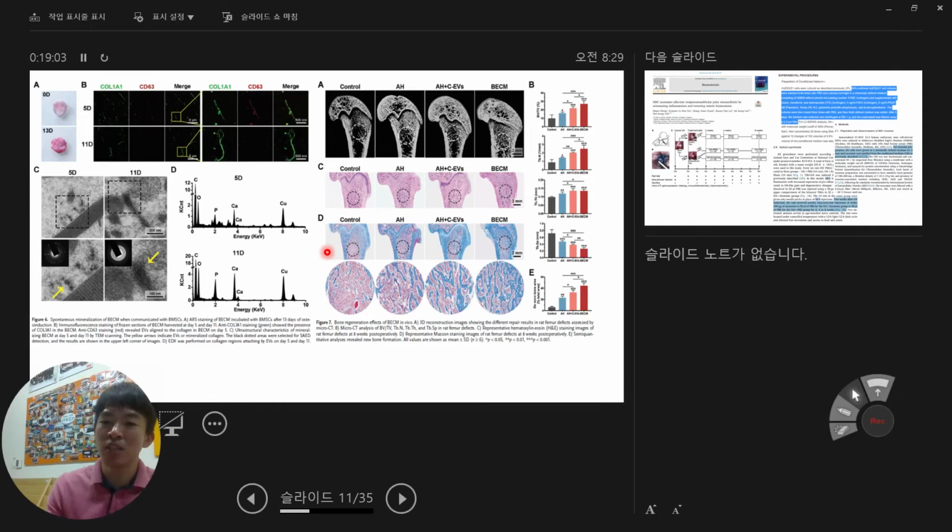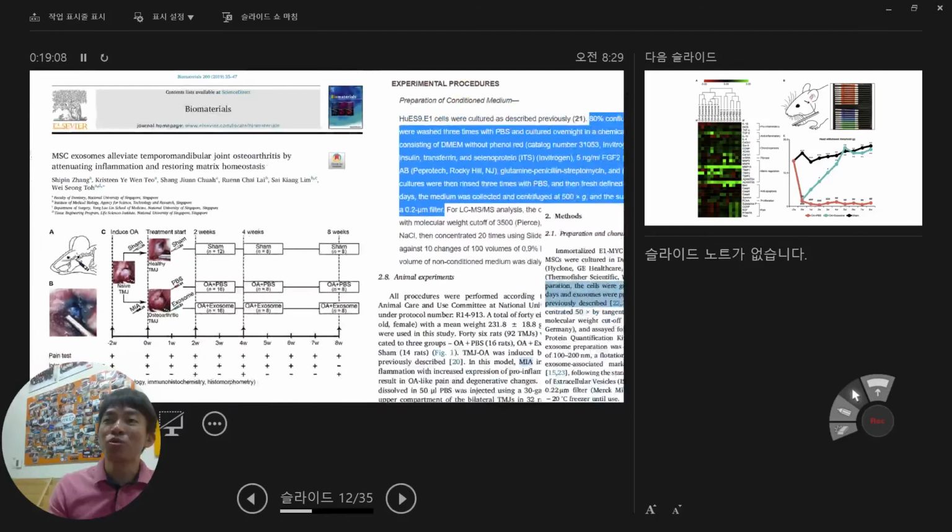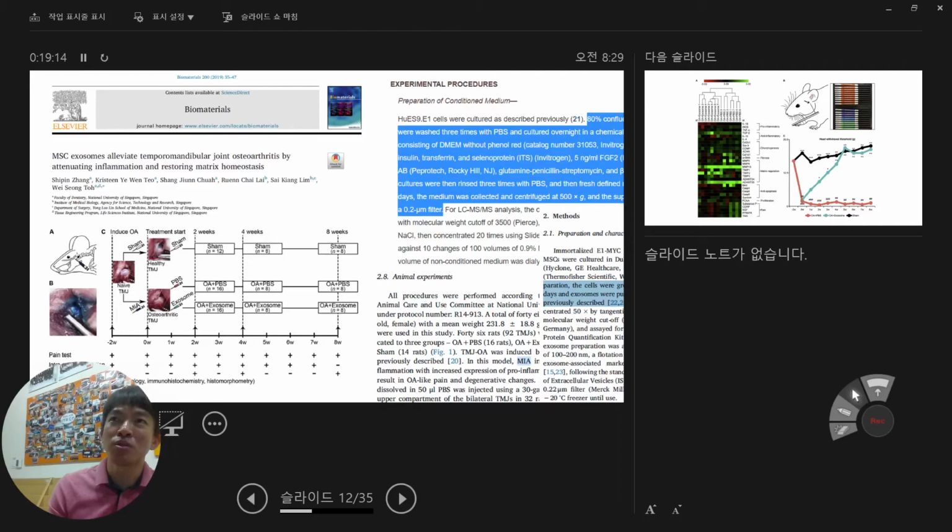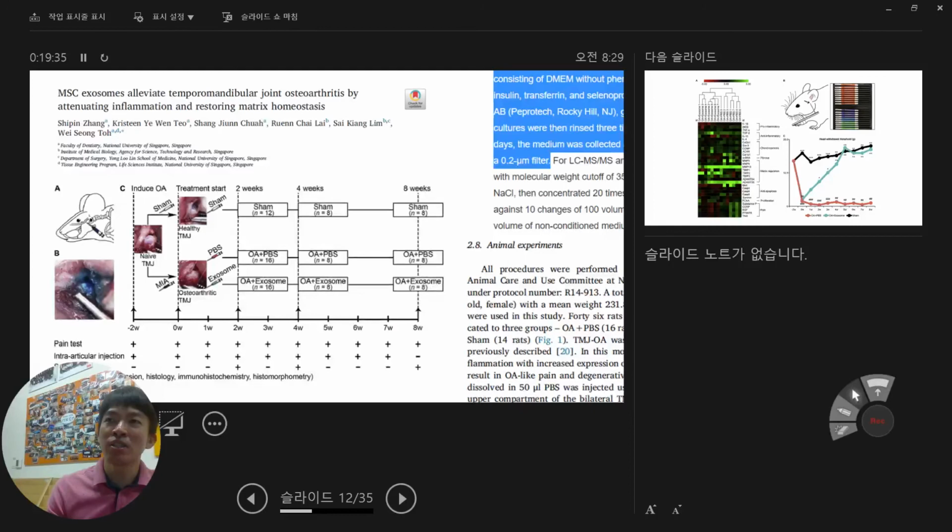And now I want to talk more about chondrocyte exosomes, and how we utilize exosomes for chondrogenesis. This is their paper in Biomaterials 2019. They utilized MSC exosomes to regenerate TMJ osteoarthritis by attenuating inflammation and restoring matrix homeostasis. This is the same as how we develop our TMJ model, but they use MIA.